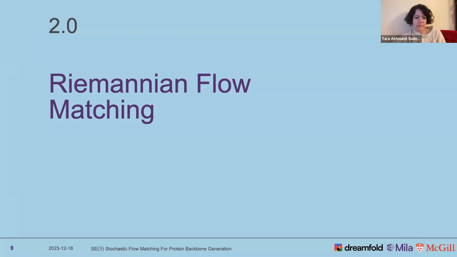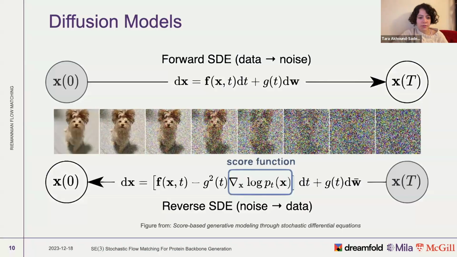Okay. So now let's look at this idea of Riemannian flow matching, where the idea is you want to do flow matching on a Riemannian manifold. SE3 is also a Riemannian manifold, or SE3 to the N actually is the manifold that we want to work with. And for that, I'm sure everyone is familiar with diffusion models, but just a very quick recap: the idea in diffusion models is that we want to reverse this Markov process that is transforming our data to noise. So this is given by the forward SDE on the top.